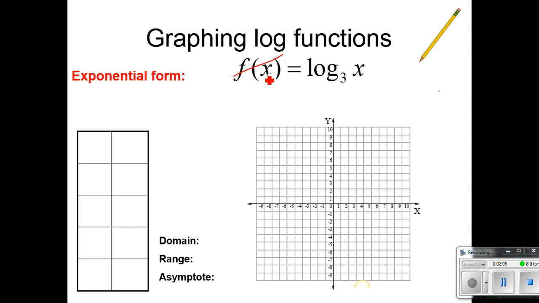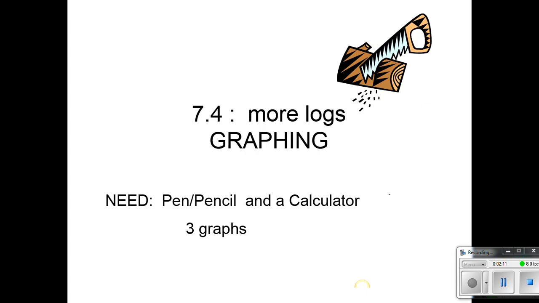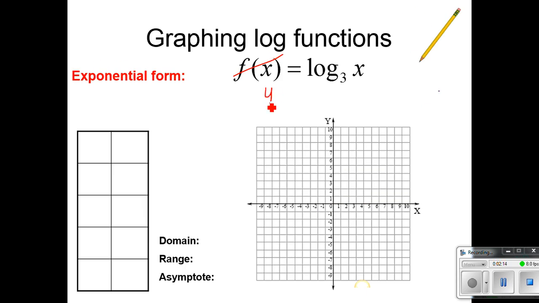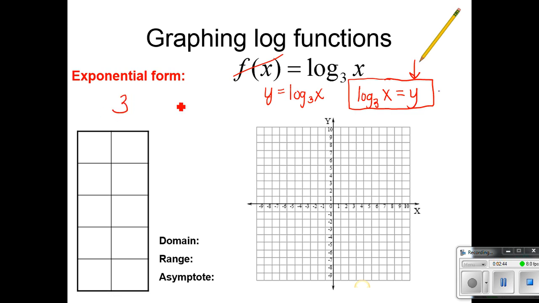First and foremost, f of x equals y. So I'm going to say y equals the log base 3 of x. Now I'm going to write it so it looks like this: log base 3 of x equals y. To me, this makes it easier. When the y is on the right-hand side, it's easier to put this in exponent form. Remember, we learned that yesterday. 3 is the base, y is the exponent. So this would say 3 to the y power is equal to x.